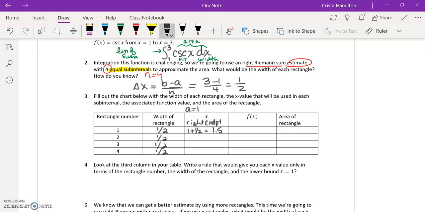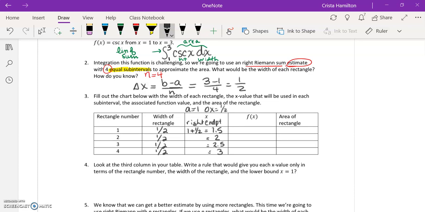Now, to get the right endpoint of the second rectangle, we have to add another 1/2. It's going to end up being at 2. The next one would be at 2.5, and the last one would be at 3. Now, working my way toward a generic formula to help myself out here, putting it back in terms of a and delta x, which is my 1/2.